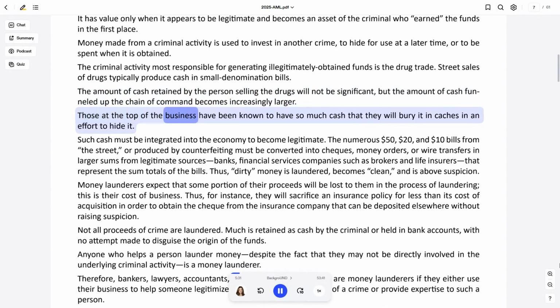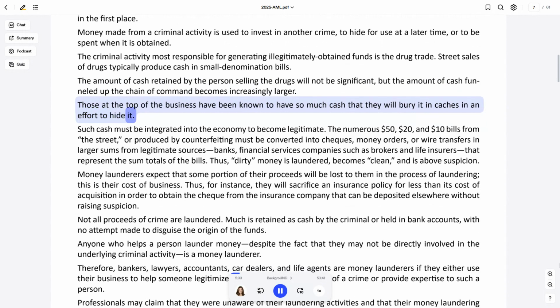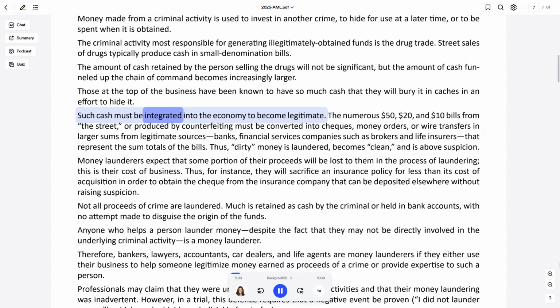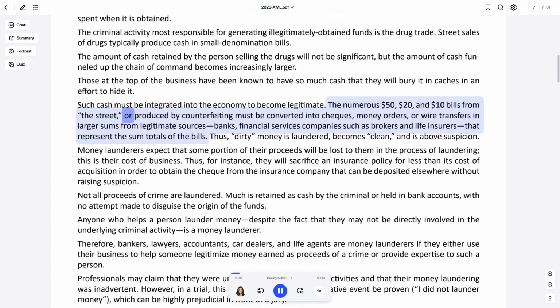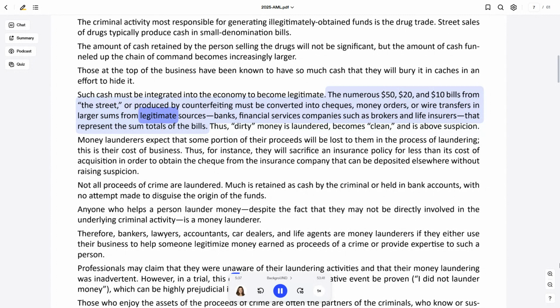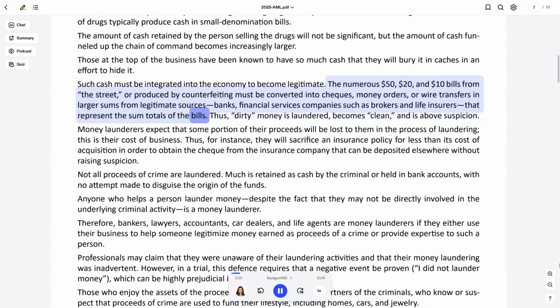Those at the top of the business have been known to have so much cash that they will bury it in caches in an effort to hide it. Such cash must be integrated into the economy to become legitimate. The numerous $50, $20, and $10 bills from the street, or produced by counterfeiting, must be converted into checks, money orders, or wire transfers in larger sums from legitimate sources. Banks and financial services companies, such as brokers and life insurers, represent the sum totals of the bills. Thus, dirty money is laundered, becomes clean, and is above suspicion.